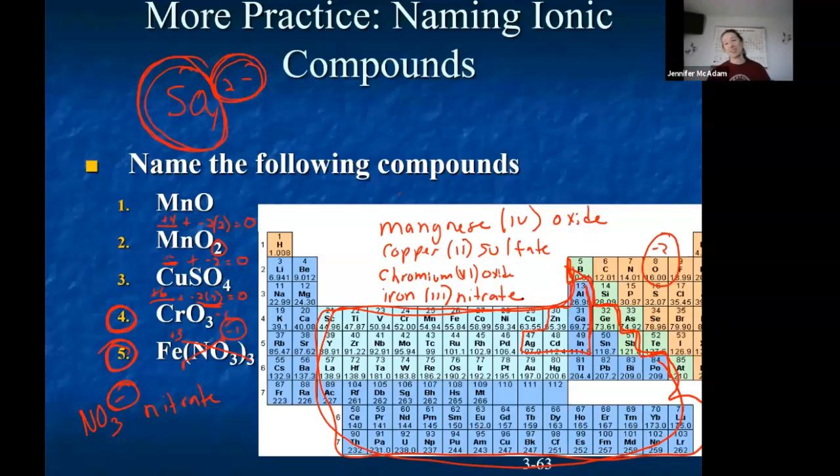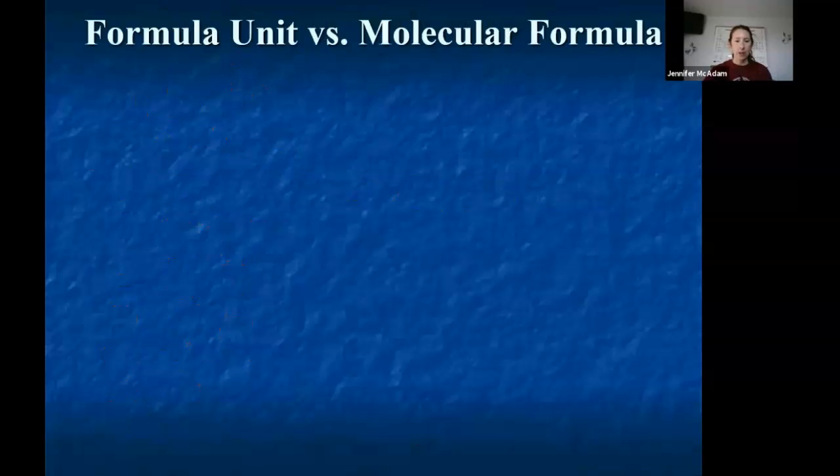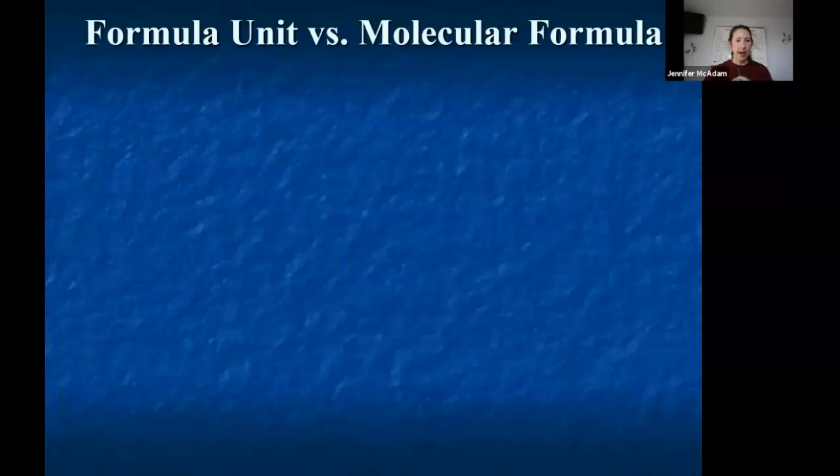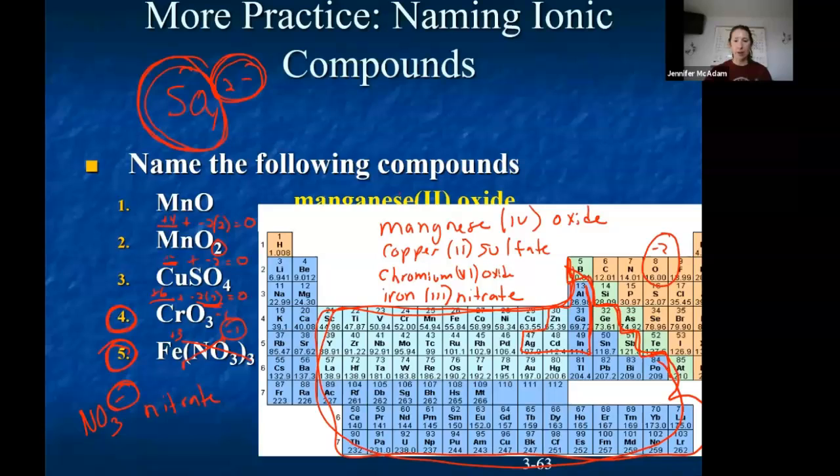All right, this is the hardest naming that there is. So if you're getting this, you're doing good, because this is kind of the most difficult piece. It's trying to figure out what that Roman numeral is. Okay, so now we're going to look at ionic compounds. Now remember, how do we know it's an ionic compound? We know it's an ionic compound because all of these have a metal.